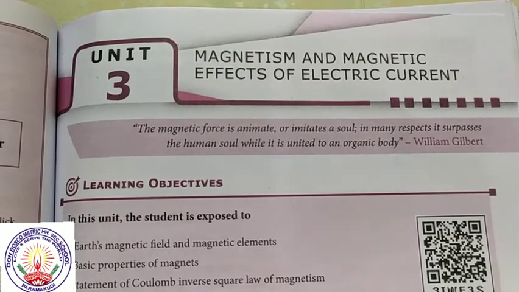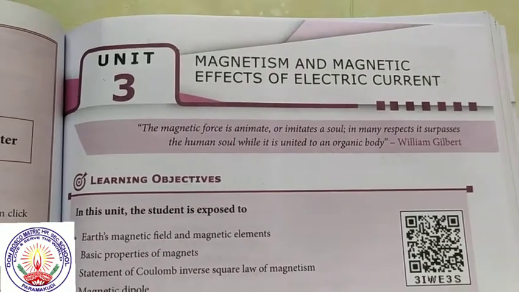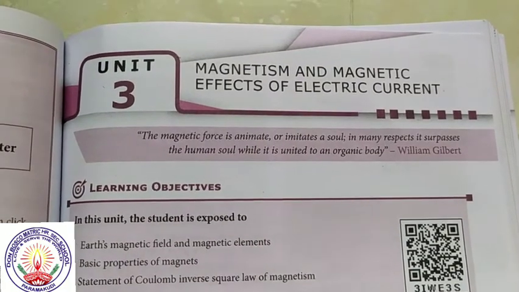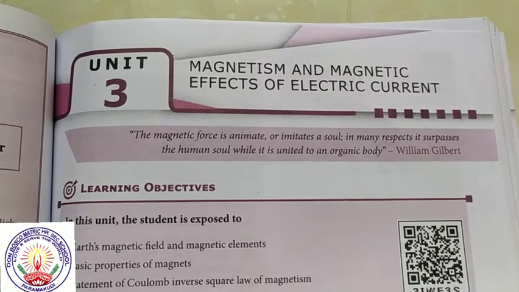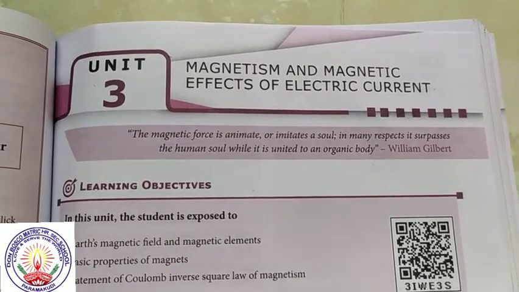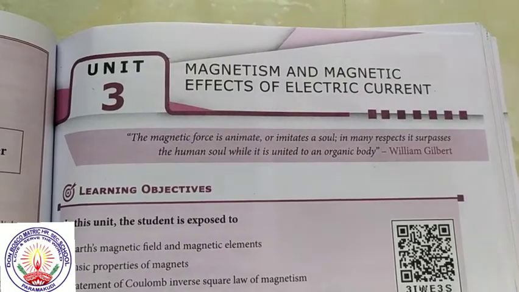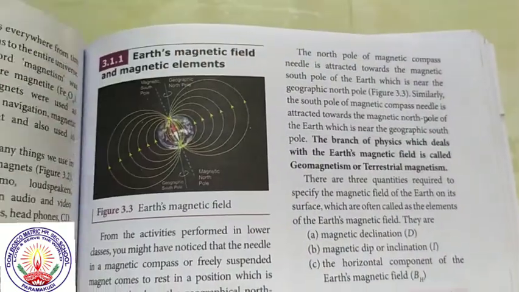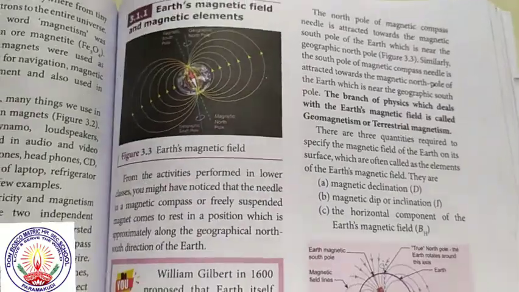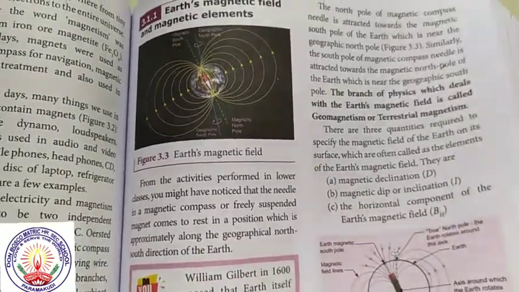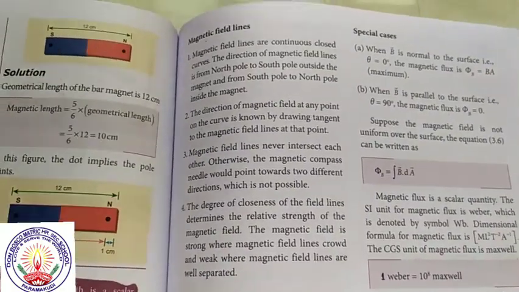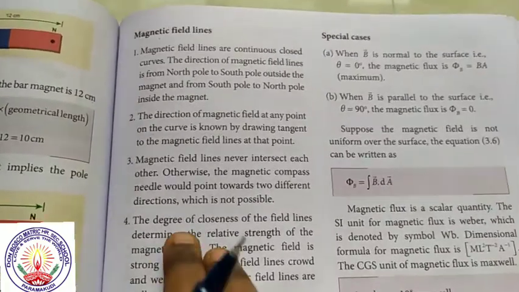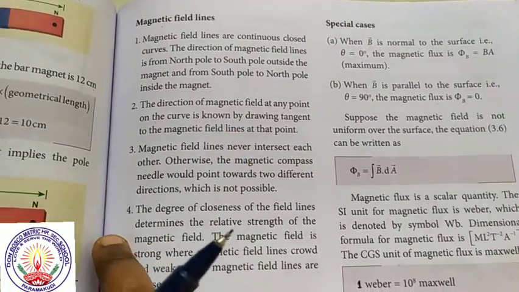So in magnetism and magnetic effects, first we saw what magnetism is, what the properties are, what the types of magnet are, then magnetic field, define magnetic field, then dipole moment. We saw all this in the introduction part, right? So till page number 132 I've finished. Today I'll start magnetic field lines.